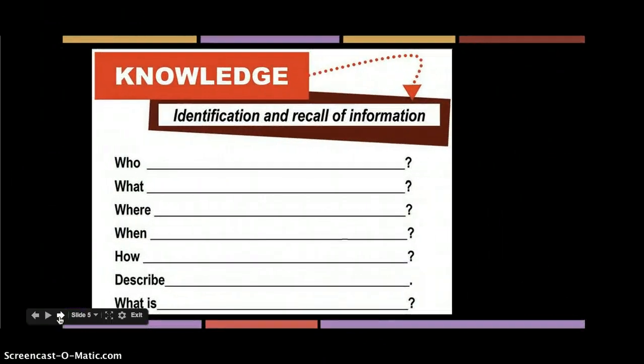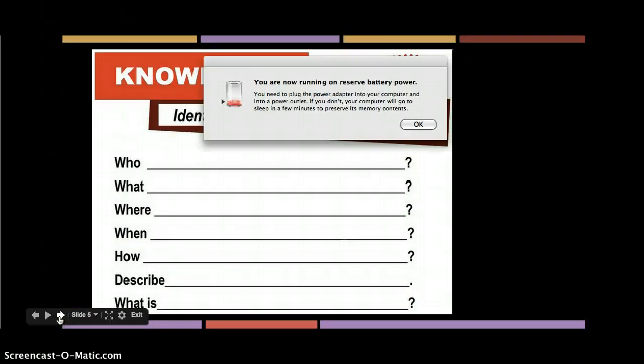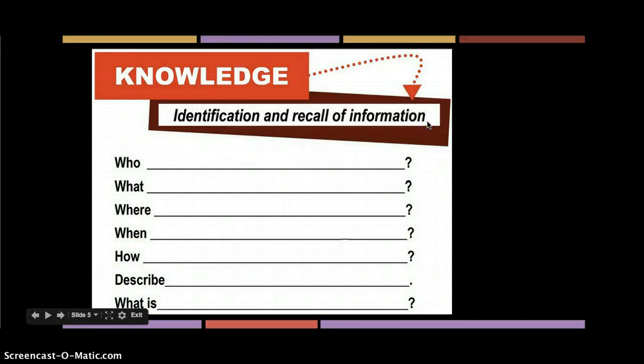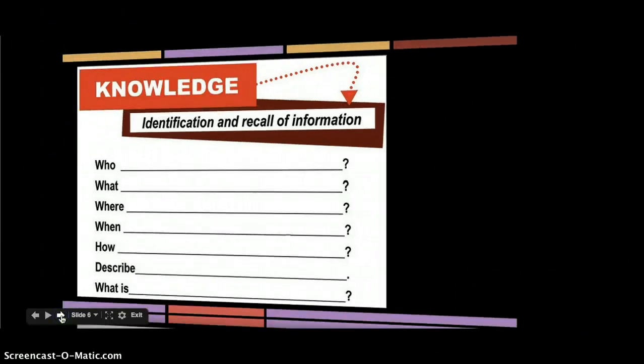First up in critical thinking skills is knowledge. Knowledge. Who, what, where, when, how? Describe it. What is it? It just asks that you identify and recall information, either from the reading, from the video, or from the displayed text.